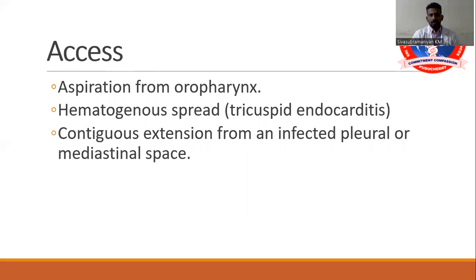So let's first take a look at how the pathogen gains access to the respiratory tract. Usually, there is a colonization of the oropharynx by the pathogen, and then from the oropharynx, it is aspirated into the respiratory tract. That is the most common route of spread. The second common route is hematogenous spread, most likely from the right heart, that is tricuspid endocarditis, via the pulmonary circulation. And the third, not so common cause, is the contiguous extension from an infected pleural or mediastinal space.